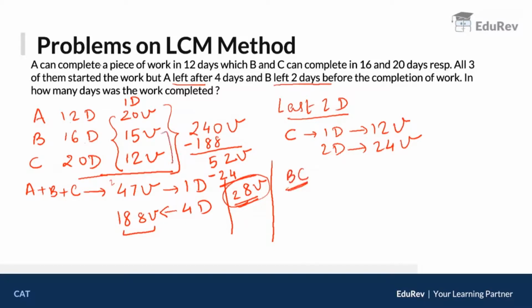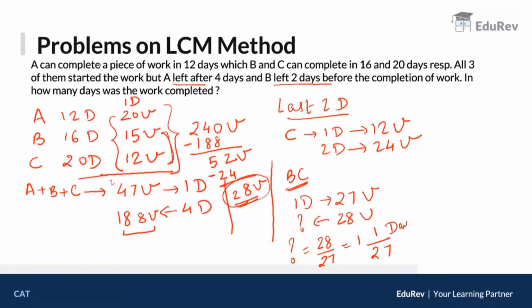B and C do how many units in a day? They do 27 units in a day. So in 1 day these guys do 27 units. So 28 units will take how many days? 28 upon 27 days. So 27 ones is 27, I have 1 extra. So they will take 1 by 27th day.